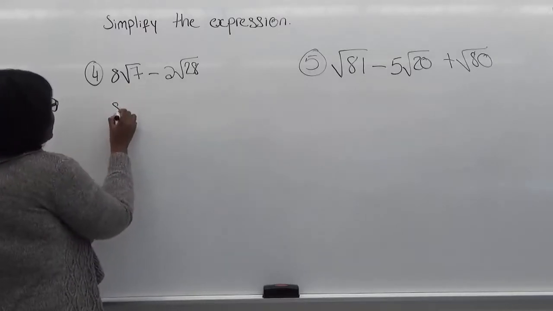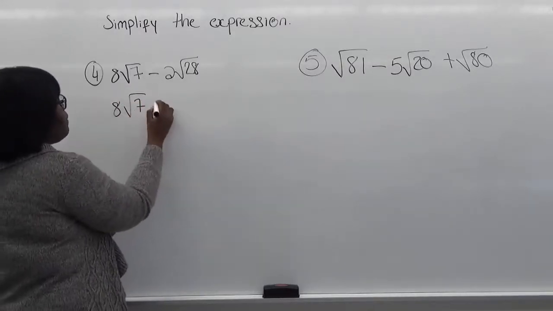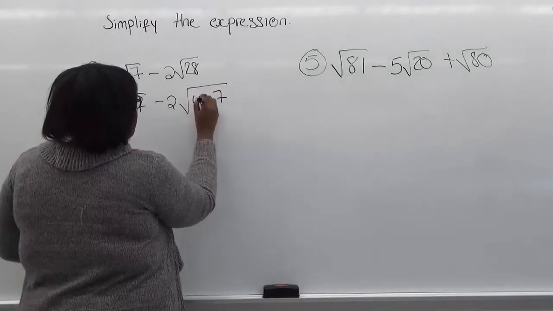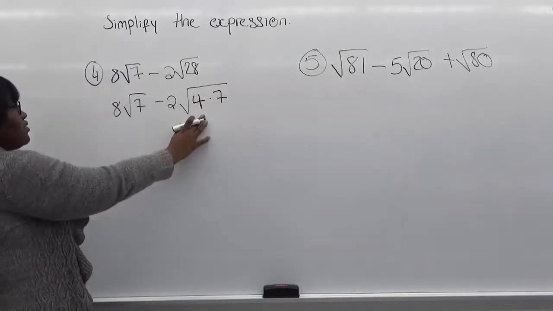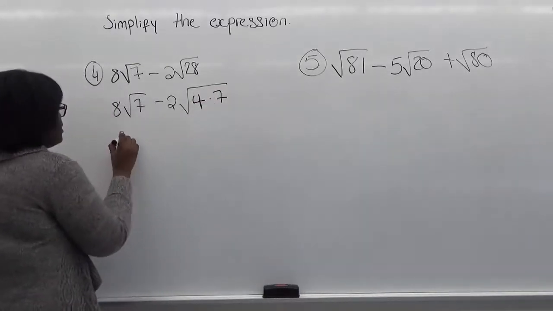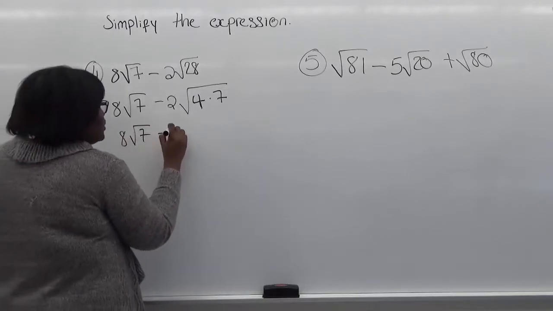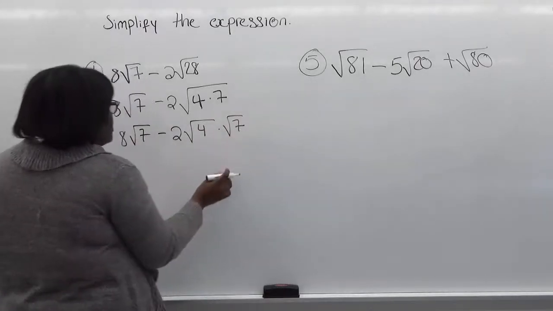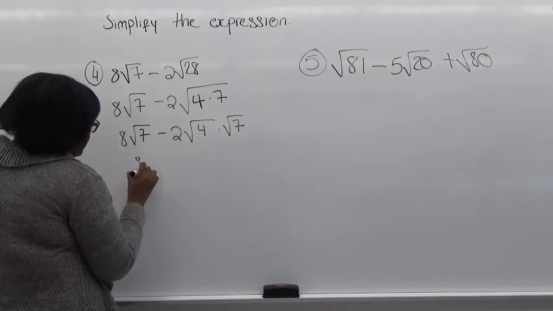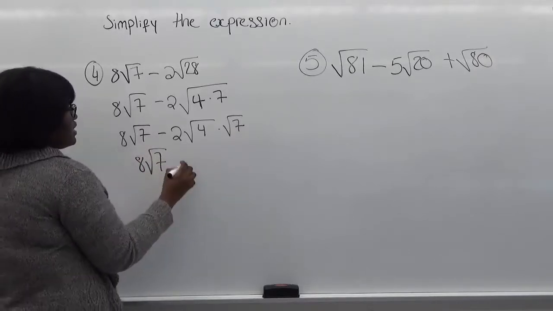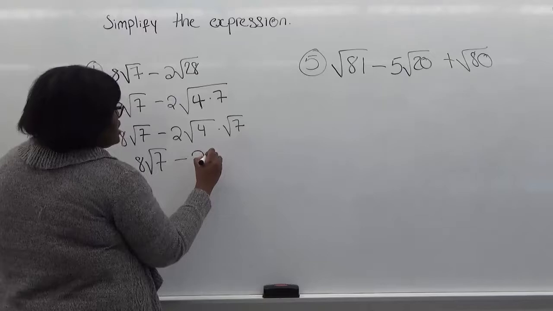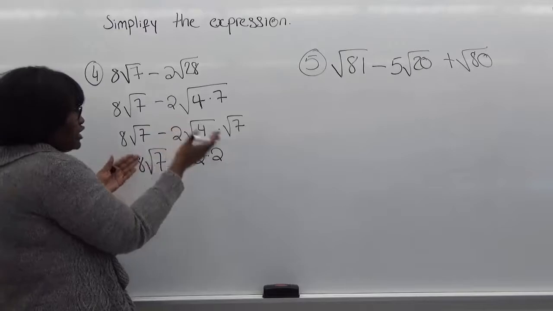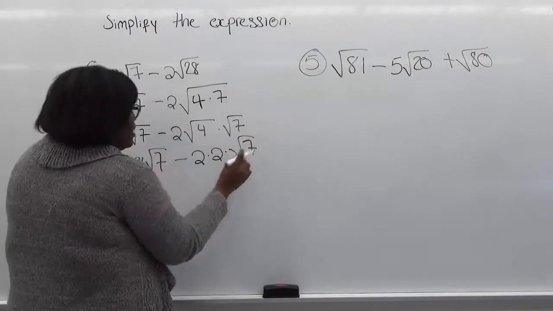So bring this down, we're going to have 8 times the square root of 7 minus 2 the square root of 4 times 7. So now we're going to rewrite this. 8 times the square root of 7 minus 2 times the square root of 4 times the square root of 7. Now let's simplify the square root of 4. Bring this down. We get the square root of 7 minus 2 times 2, since 2 squared is 4, so it's a perfect square, times the square root of 7.